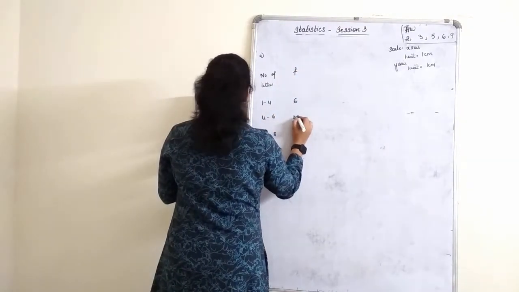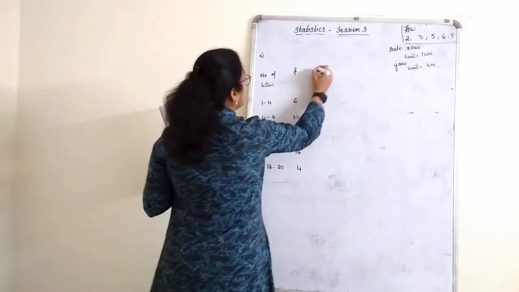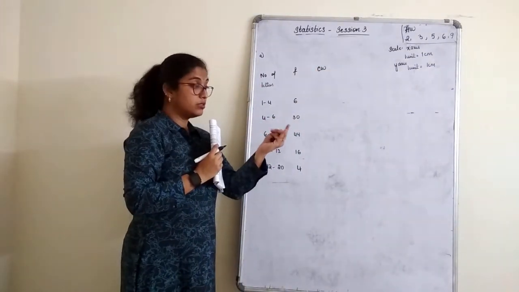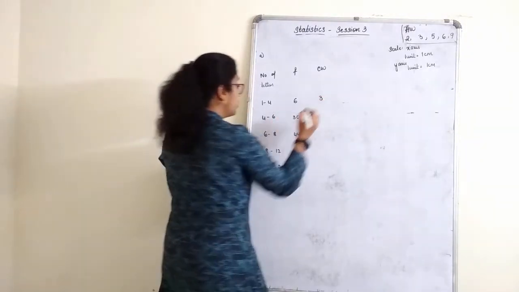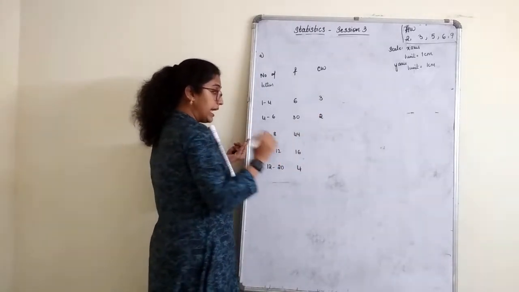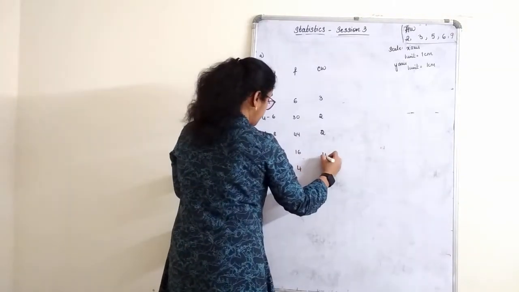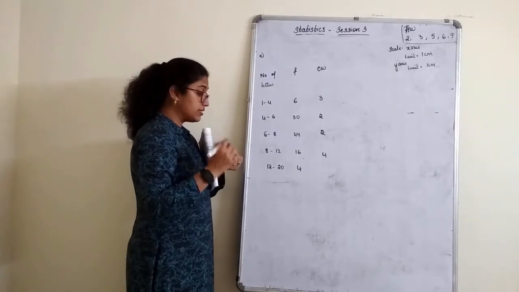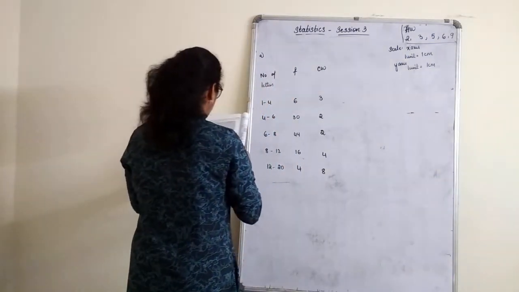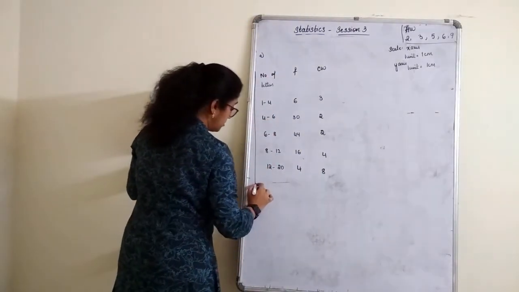6, 30, 44, 16 and 4. Class width, right? 1 to 4 is what? 1, 2, 3, 4. So 3. 4, 5, 6. So it is 2. 6, 7, 8. So 2. 8, 9, 10, 11, 12. So 4. 12, 13, 14, 15, 16, 17, 18, 19, 20. So it is 8. This is how you are writing the class width: 3, 2, 2, 4, 8. Please write the tabular column.